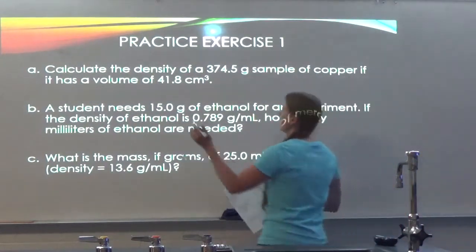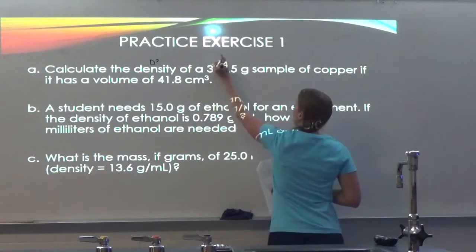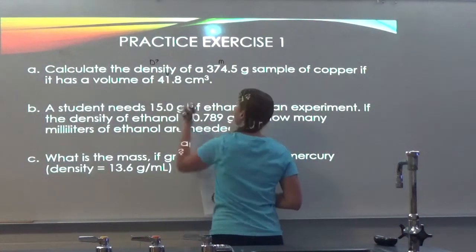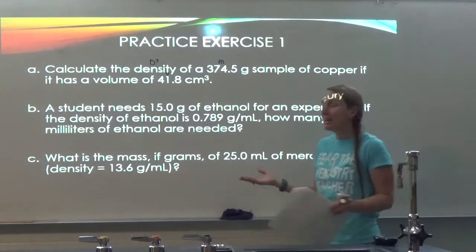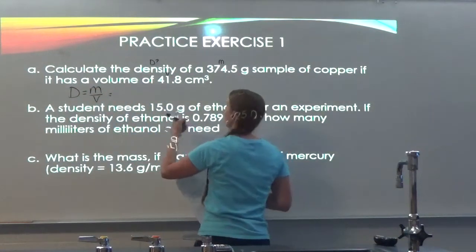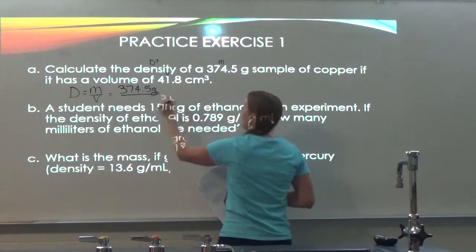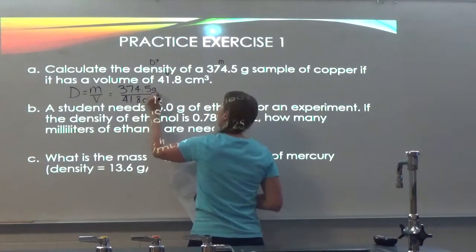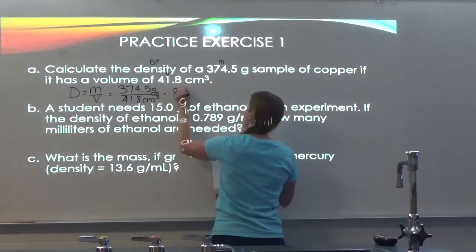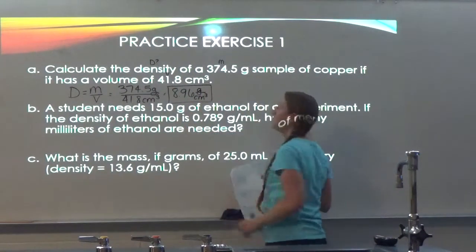So it says calculate the density of a 374.5 grams, there's my mass, sample of copper if it has a volume of 41.8 centimeters cubed. So there's my volume. So for this one, again, I'm just solving for density, so I don't even need to rearrange. Density is mass over volume, and then I just plug in. So my mass is 374.5 grams, and my volume is 41.8 centimeters cubed. So I just divide, which hopefully is what you did, and I got 8.96. And then remember, a gram and centimeter cubed does not cancel, so I need both units.